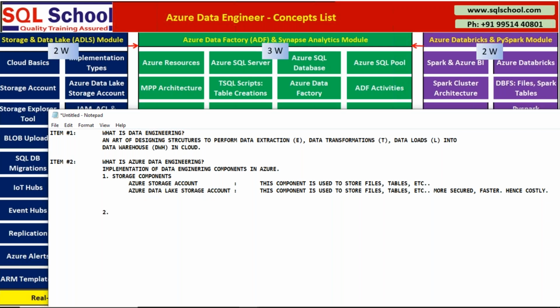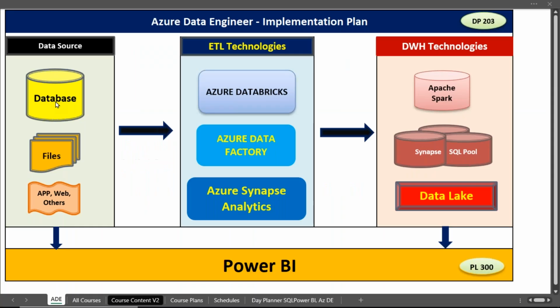Number 2, we have ETL components. What is ETL? Extract data from various sources. What does it mean? You extract data from various sources: databases, files, apps. We have examples in our classes like Raspberry app, IoT, web applications, etc. From various sources, we extract data.